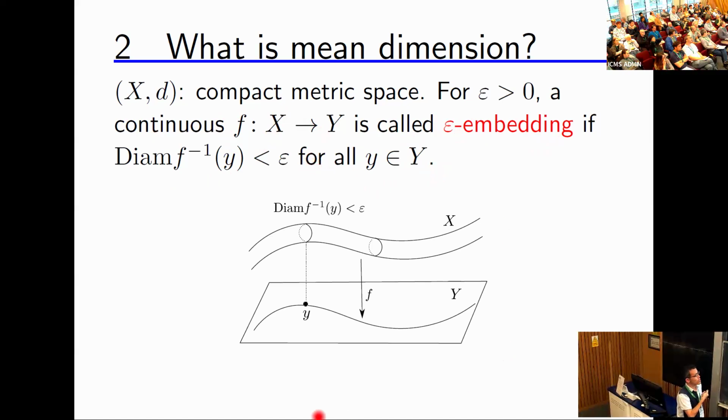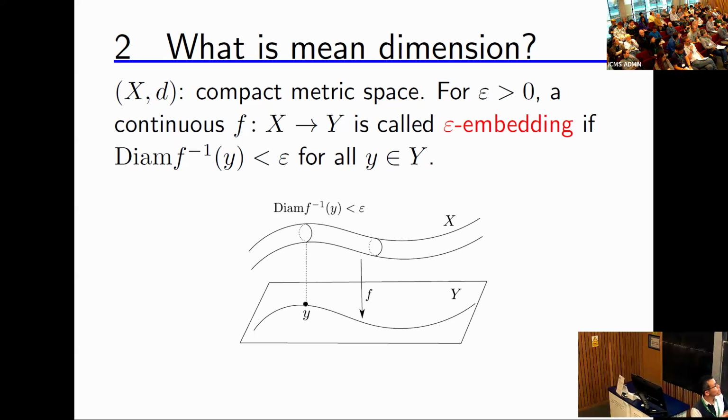Okay, the picture is this. X looks like some tube. And in this picture, Y is a plane, and we have some map F. This picture means that for any point in Y, its fiber is small. So in other words, if we ignore some small epsilon error, this map F looks like an embedding. This is the definition of an epsilon embedding.